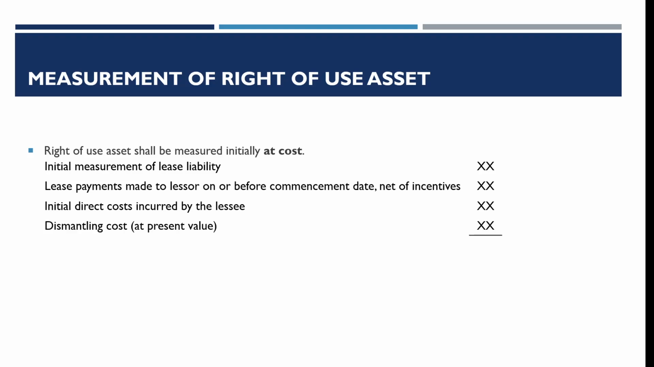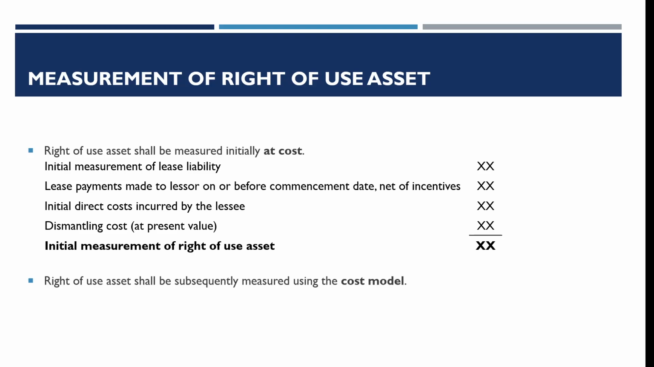Then the last component of your right of use asset is the dismantling cost, measured at present value. Sir, ano yung dismantling cost? Dismantling cost, yan yung estimated cost na maiincur mo at the end of the lease term kapag tatanggalin mo na yung lease asset sa kinalalagyan niya. Okay? So, ayan ang components ng initial measurement ni right of use asset.